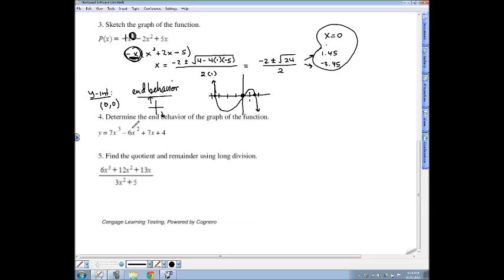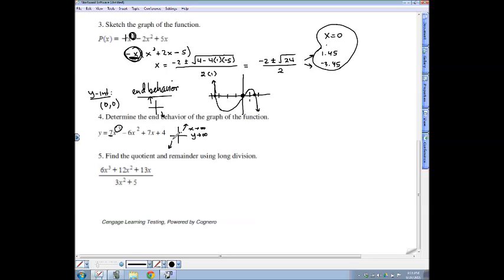Question 4, determine end behavior. This is another degree 3. And since the leading coefficient is positive, we know the right side's going up and the left side's going down. But the way that you describe this, or notate this, is using x's and y's. So considering the right side, if you think about points on the graph traveling from left to right, x values are getting bigger and bigger, which means they're approaching infinity. And the y values are also getting bigger, which means y is approaching infinity.